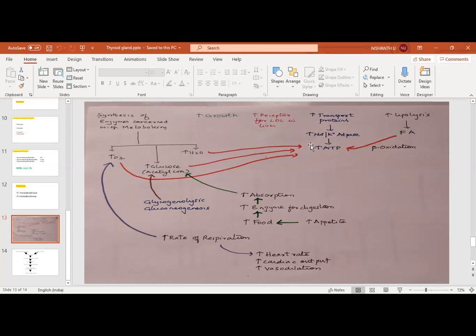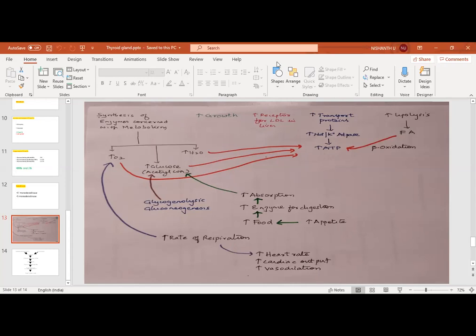Which one? Production of ATP. If more ATP is produced, it is understood that more calories will be produced, it is calorigenic, more heat will be produced, and then you can burn the fat very easily. So this is the sequence of events which are promoted by T3 and T4.